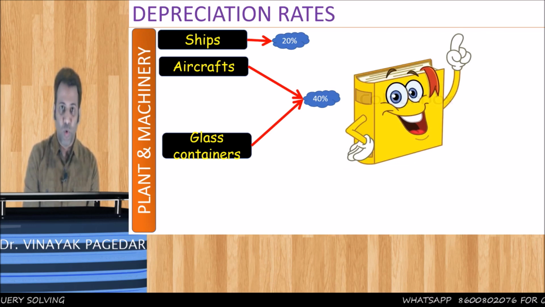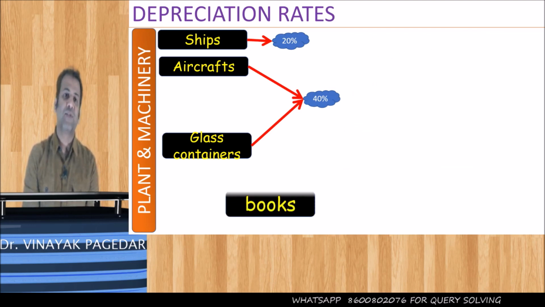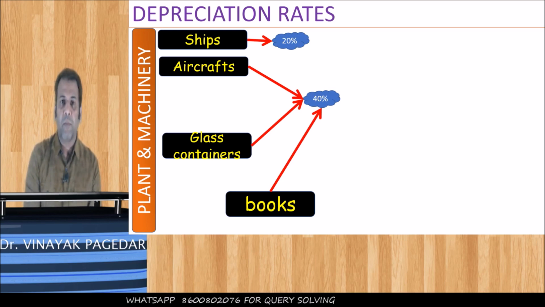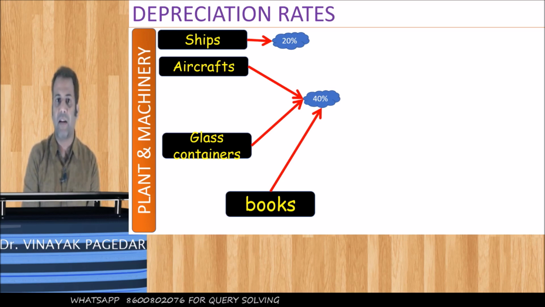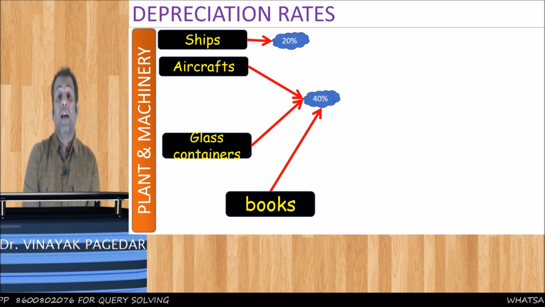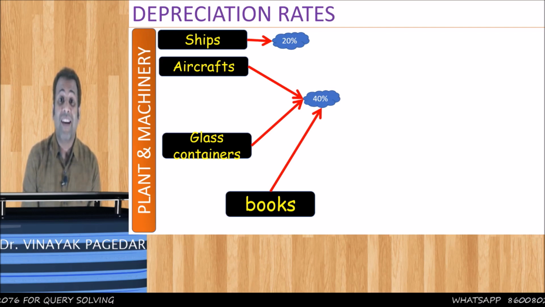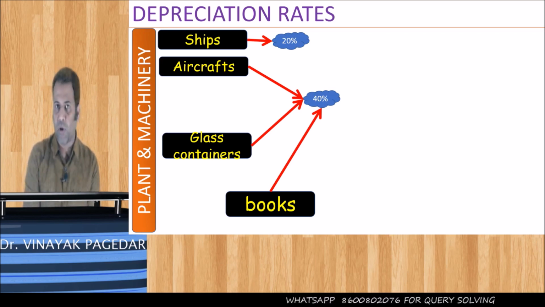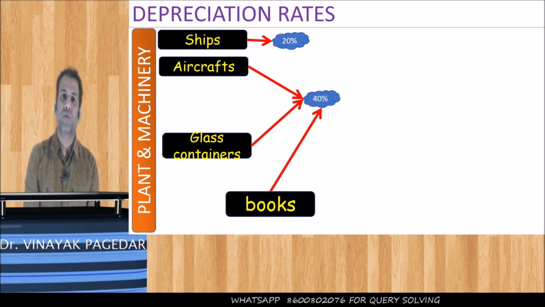Books, the source of knowledge, but rarely touched. These go at 40%. The books, whether they are used for the purpose of your business, like a chartered accountant may purchase the income tax ready reckoner, that goes at 40%. Correct? Also, if you are running a library, lending libraries, then the books which you lend out are also depreciated at 40%. In short, any books used in the business go at 40%.